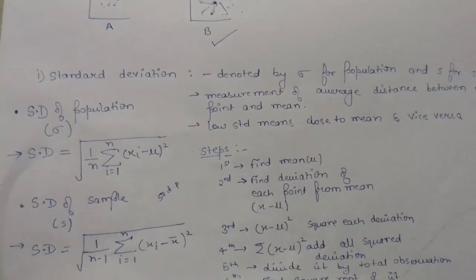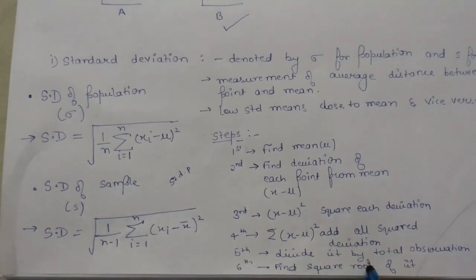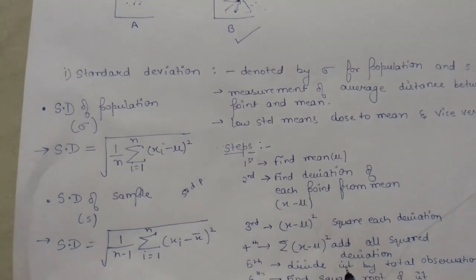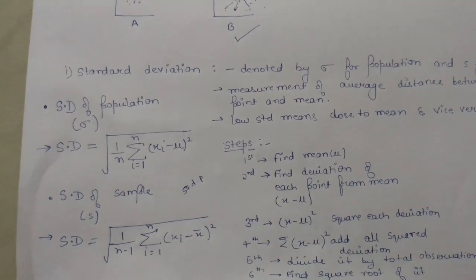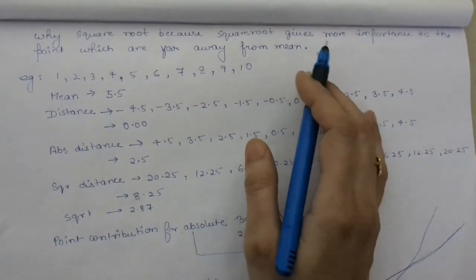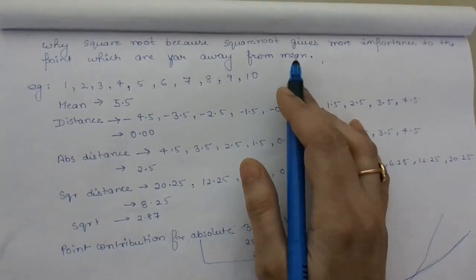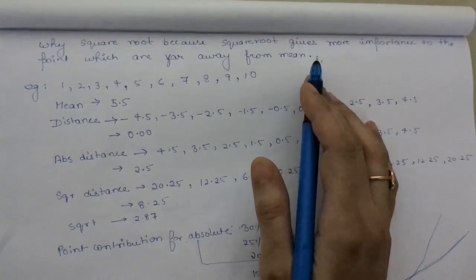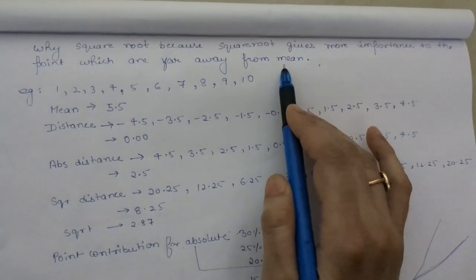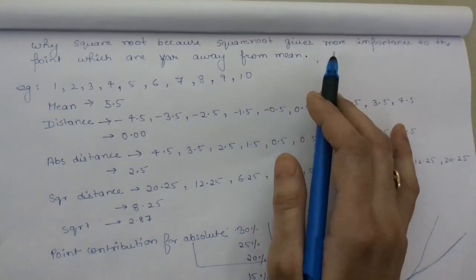So now guys, did you think why I have taken the square root at the end? Why not the absolute value? So let's understand this in detail. The answer is that squaring gives more importance to the points which are far away from the mean. ऐसा point जो outlier है, जो extreme value है, that is very far away from the mean, square उसको ज़्यादा importance देता है. While in the case of absolute, you see that it will not give importance to the extreme value.